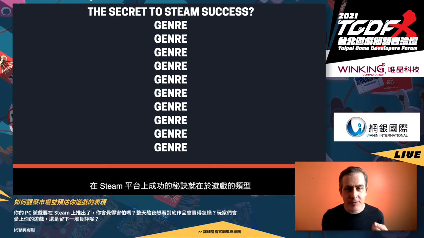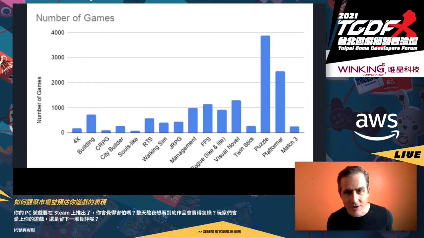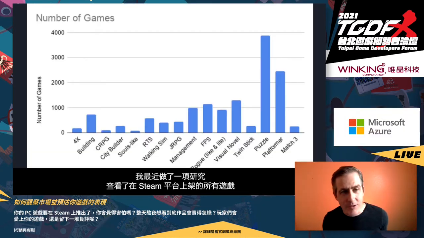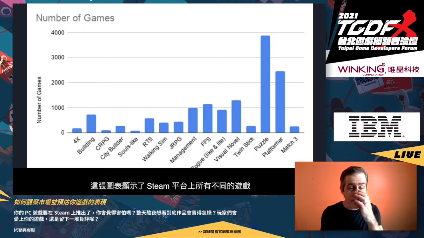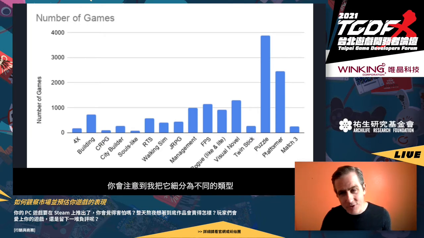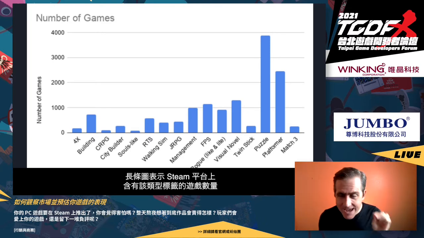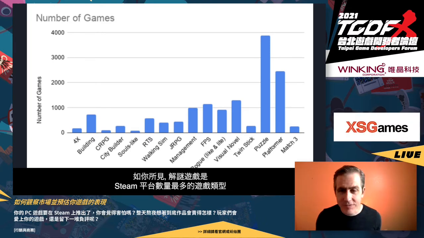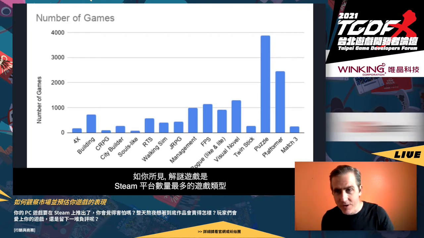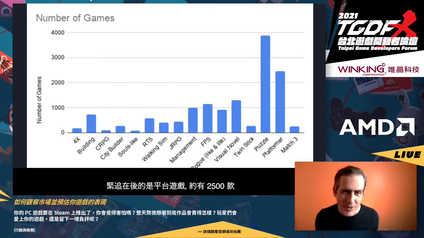And the secret to Steam success really comes down to genre. Steam is very genre-centric. I did a study recently where I looked at all the games that have been released on Steam. This is a chart representing all the different games on Steam. Now, you'll notice that I've broken it down into different genres here, and the bars represent how many games on Steam are tagged with that genre. So as you can see, puzzle is the number one genre on Steam here, with close to 4,000 games. Platformers are a close second with about 2,500 games.